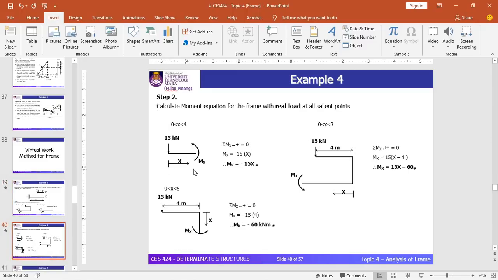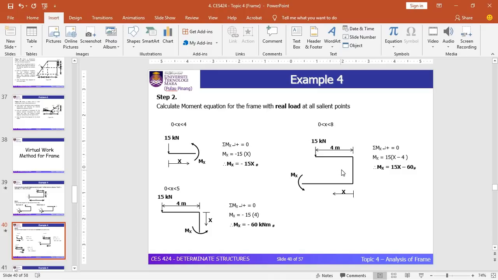This shows the internal forces, considering all these external loads and the internal moment, so you get the moment equal to negative 15x. For the second range, x is measured from C. This is the free body diagram, and based on it you have a 15 kilonewton load and the internal moment, so this gives me moment equal to negative 16 kilonewton meter.